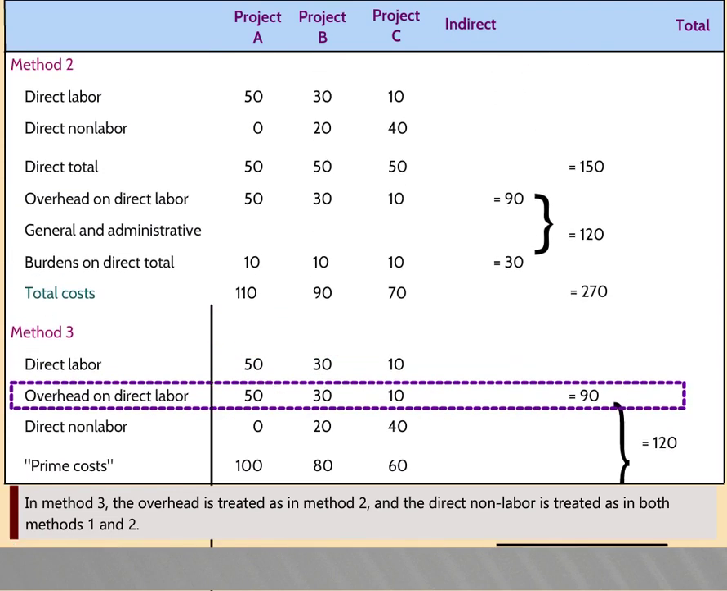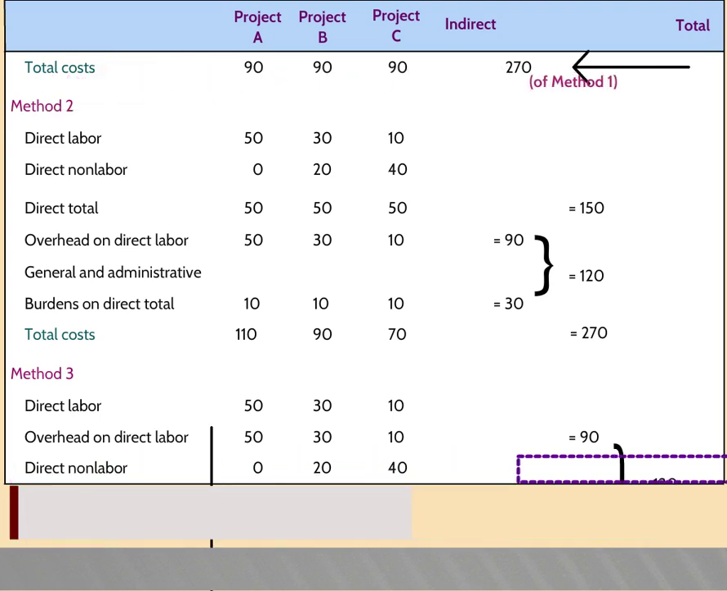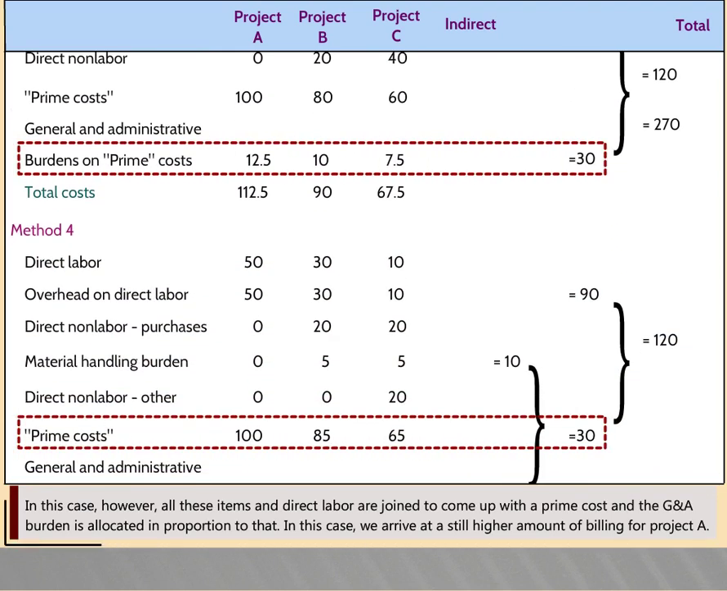In method 3, the overhead is treated as in method 2 and the direct non-labor is treated as in both methods 1 and 2. In this case, however, all these items and direct labor are joined to come up with a prime cost, and the G&A burden is allocated in proportion to that. In this case, we will arrive at a still higher amount of billing for Project A.